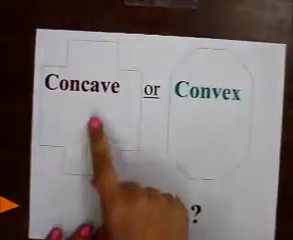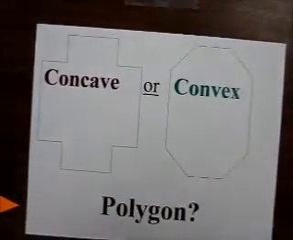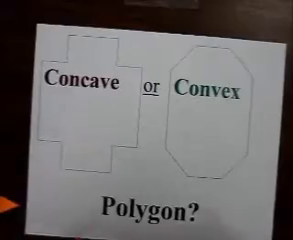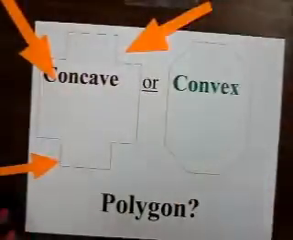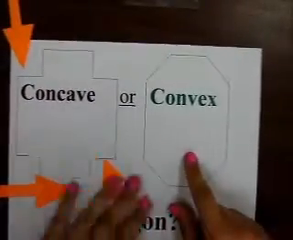Now, I hope that we understand how to identify concave or convex polygons. And if you take a look, the picture itself shows you. This is a concave polygon. We have our indentations right here, right here, right here. And then we have convex. Again, a lot of room.